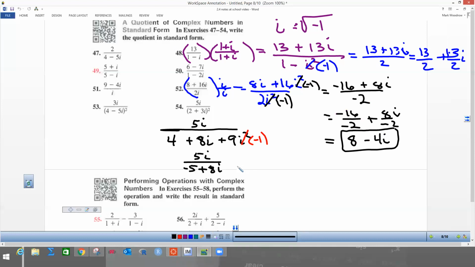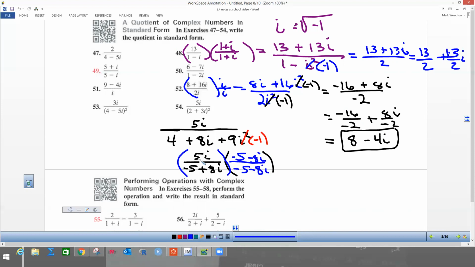8i. And now I have to multiply by the conjugate. So this is a lot of work because you are not allowed to have an i in the bottom. So I'm going to take this times negative 5 minus 8i. And on the top, you got to put the same thing.